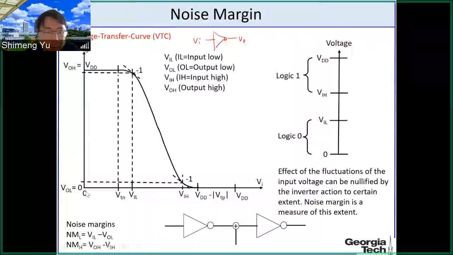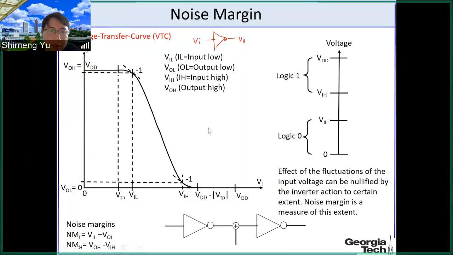As we sweep Vi from 0 to VDD, the power supply, the output voltage Vo will change from VDD to ground eventually. And this is the transition between the high voltage and the low voltage. From this VTC curve, we can have a few definitions.